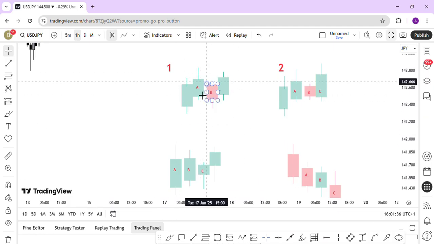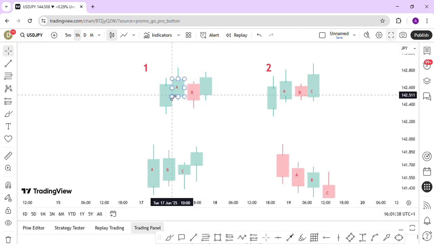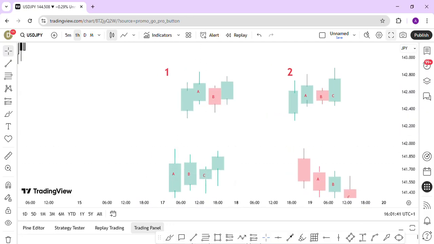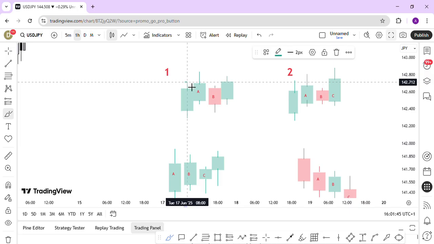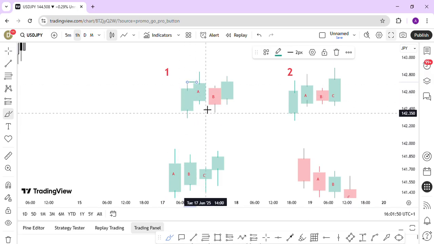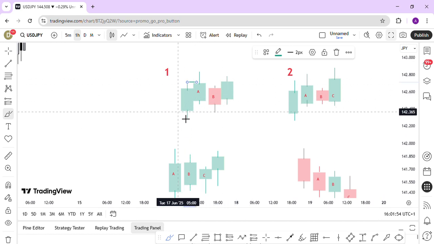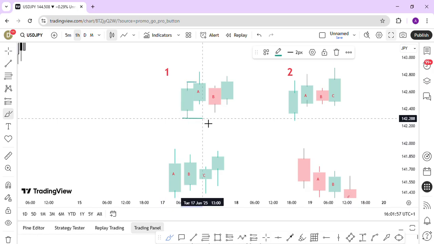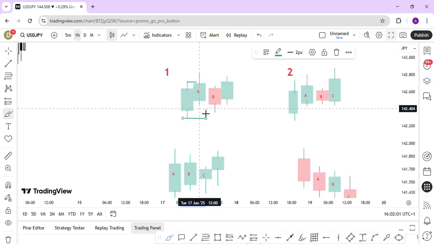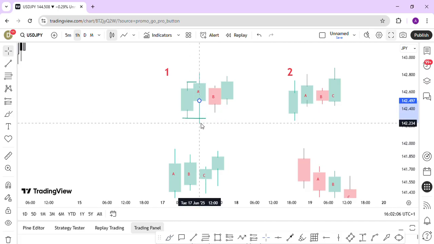So in this first example, you will see that this is our first candle. For a valid pullback to happen, the next candle has to take out the previous candle. In a bullish scenario, this is our first candle, this is the high and this is the low of the candle. If this open candle comes below here, then we will say we have a valid pullback.